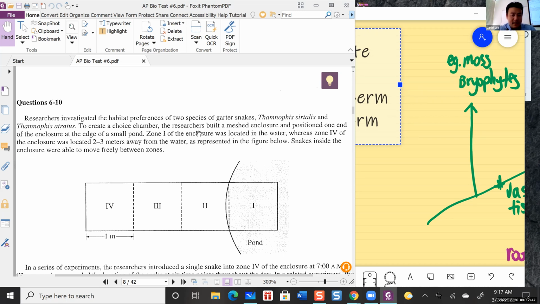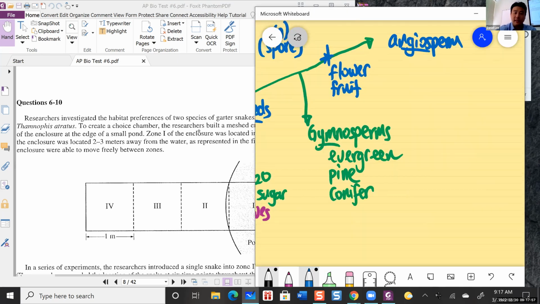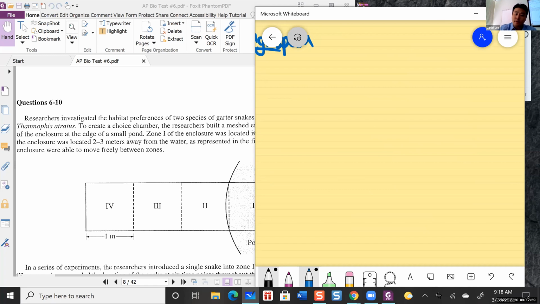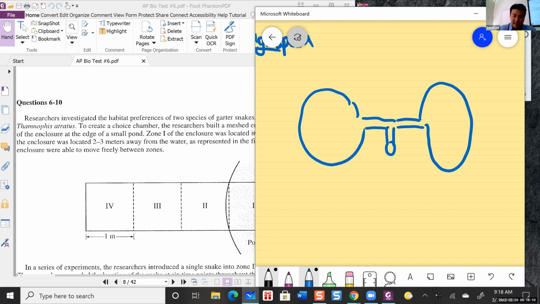So we have this TS and TA. Two species, you don't have to try to pronounce them. To create a choice chamber. Now, choice chamber is one of the labs that you do need to know. I think the choice chamber setup is usually like this. You have one chamber on the left side, the insertion point right here in the middle, and another chamber on the right. So this is just an example of a choice chamber.